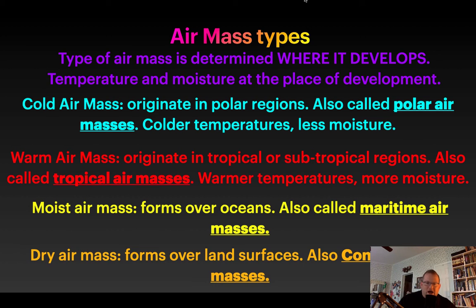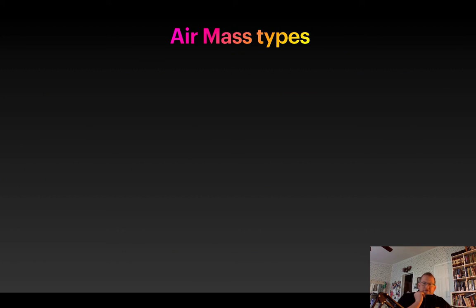And then there's the dry air mass, what we call a continental air mass, that forms over land surfaces. So we've got the cold air mass, which is the polar air mass. We've got the warm air mass, which is the tropical air mass. We've got the moist air mass, which is the maritime, and the dry air mass, which is the continental air mass. Let's talk about how the four of these air masses work together.